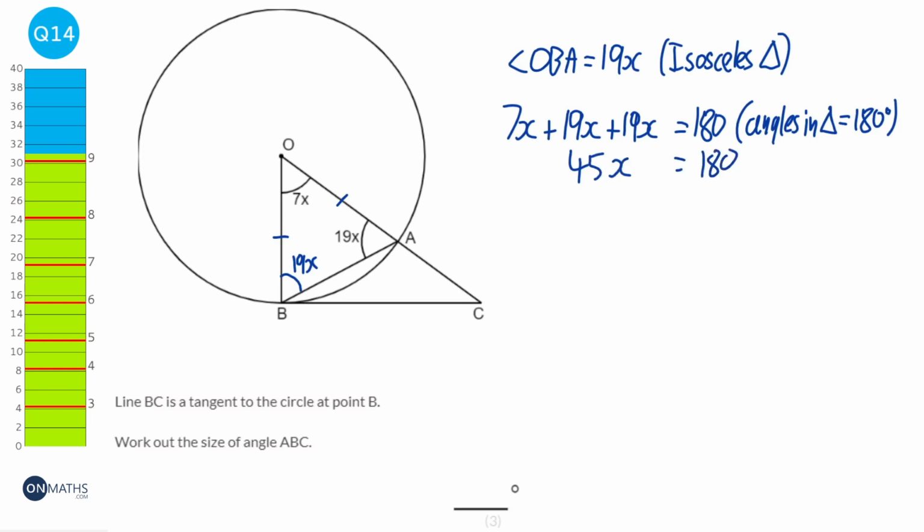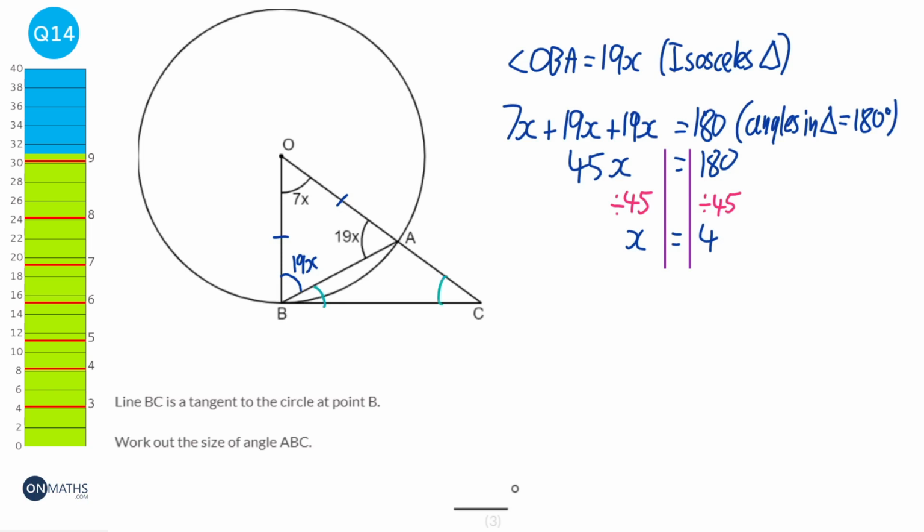equals 180, and let's get our solving lines in. And we're just going to divide both sides by 45. Okay, so we've got x equals 180 divided by 45, which is 4. Now, we're looking for this angle here. That's angle ABC.